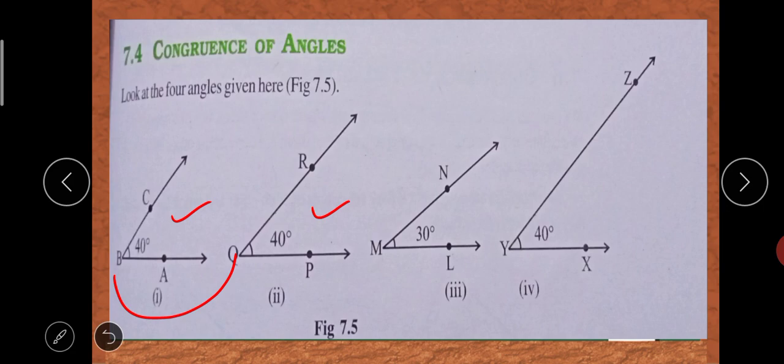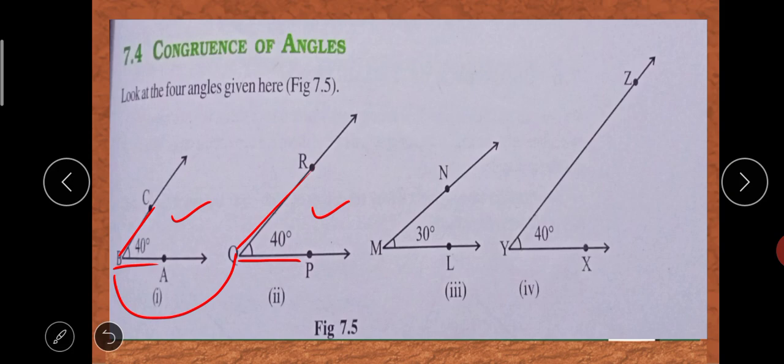So we will find that QP and BA are same, and QR will fall on BC, because we are joining the points Q and B. Now when we join the points Q and B, why are they congruent? Because their measurements are same. Both angles are showing 40 degrees.